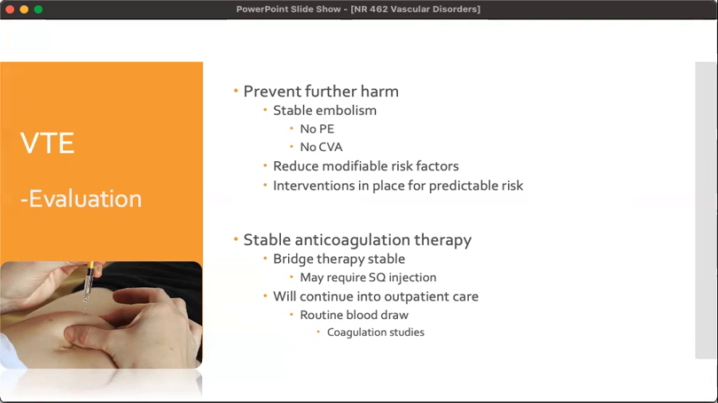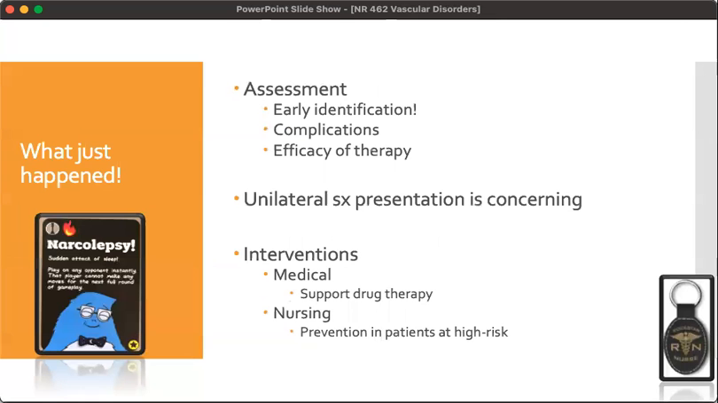Next evaluation thing is stable anticoagulation therapy. We know they're going to bridge from IV to sub-Q to PO. So we want to make sure that we are walking patients through that bridge, advocating for making that transition happen as quickly as possible for our patients. Because they're going to continue anticoagulation therapy into the outpatient setting, which may require routine blood draws, coagulation studies like an INR for Coumadin. So we want to make sure they're aware of that and that they have a place that they're going to go day of discharge for those blood draws. So a clinic has been identified where they're going to have their blood drawn.